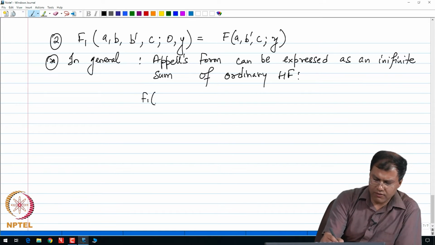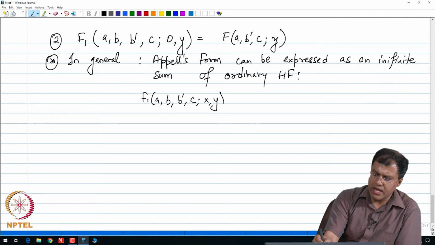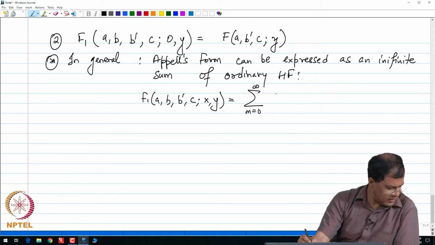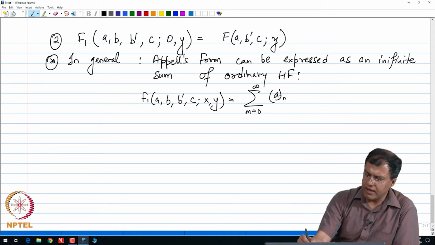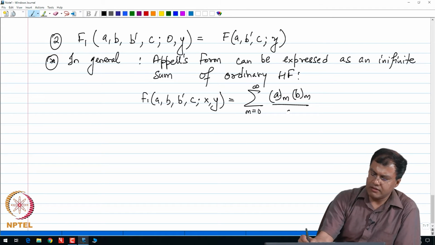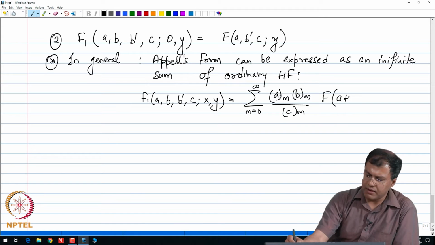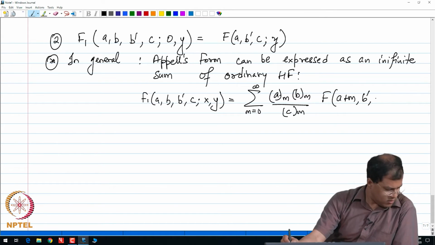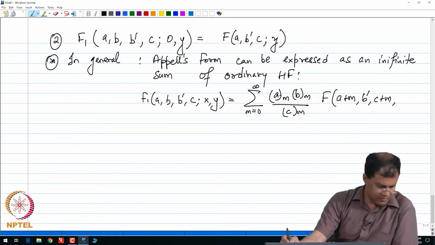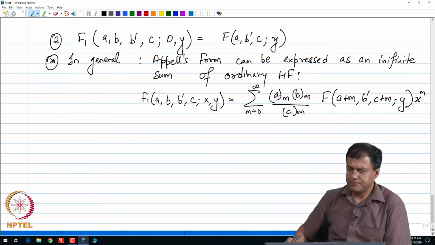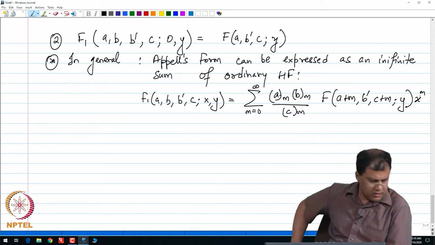So, F1 of a, b prime, c, x, y can be written as the following sum. This is the summation over m from 0 to infinity of the Pochhammer symbols (a)_m (b)_m divided by (c)_m, times the hypergeometric function of a plus m, b prime, c plus m, y, times x to the power m. So, that is what the summation is.